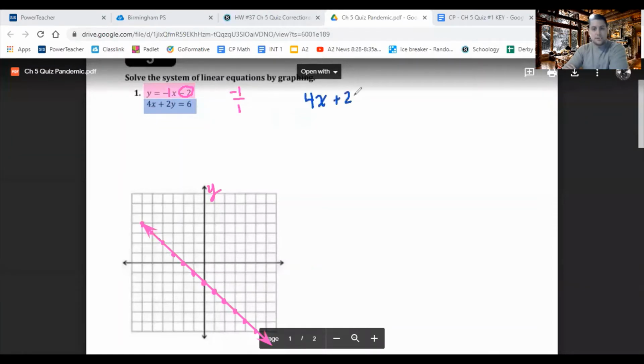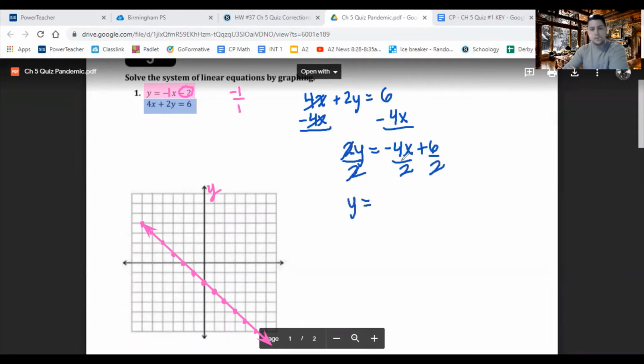We need to solve this for the y variable. So we'll remove the x term by subtracting it because that will cancel it to 0. But we do the same thing on the right side of the equal sign. Next, I have to get rid of this times 2 sitting next to the y. We'll do division everywhere. That will simplify to 1y, or y equals -4/2 reduces to -2/1 times x plus 3.